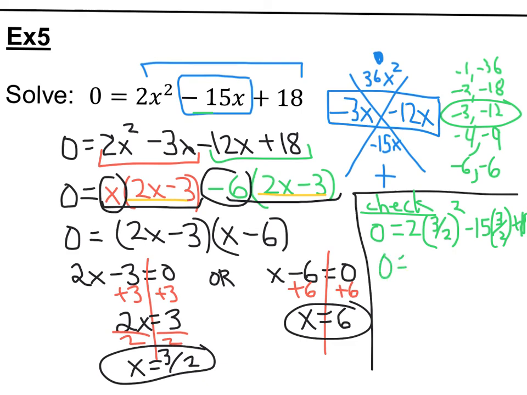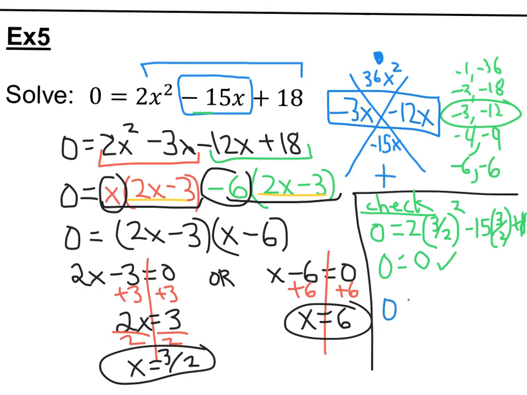2 times parentheses 3 divided by 2 close parentheses squared minus, oopsie, something's wrong with my calculator, so squared, and then minus 15 times 3 divided by 2, and then plus 18. Enter. You should get 0. If you didn't get 0, you just did something wrong in your calculator. Feel free to do that again. Then we will check our 6.